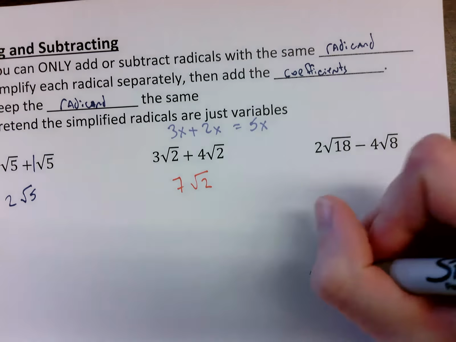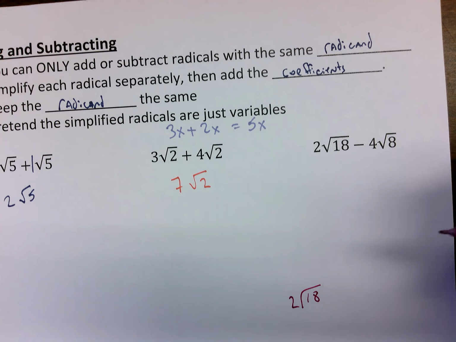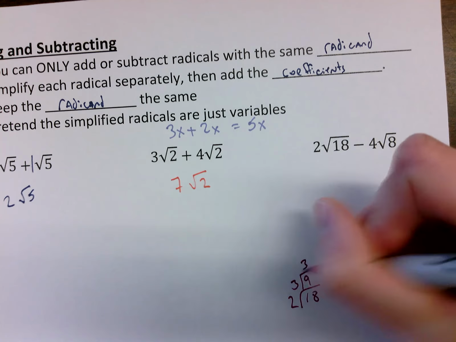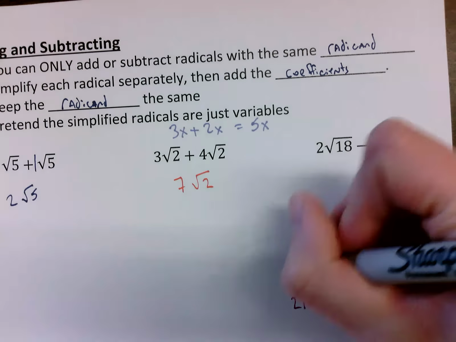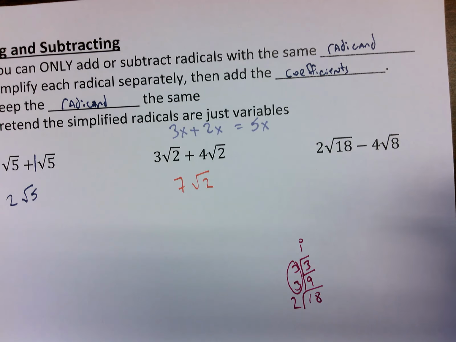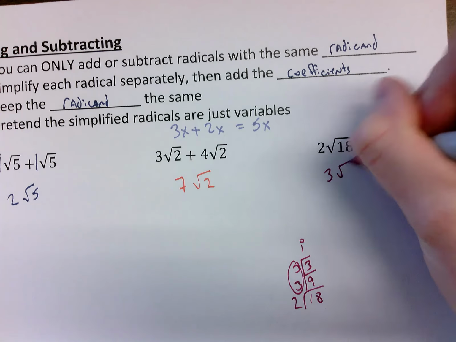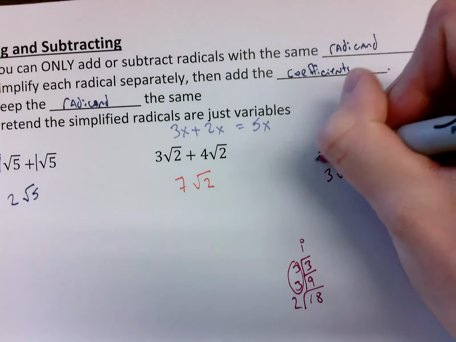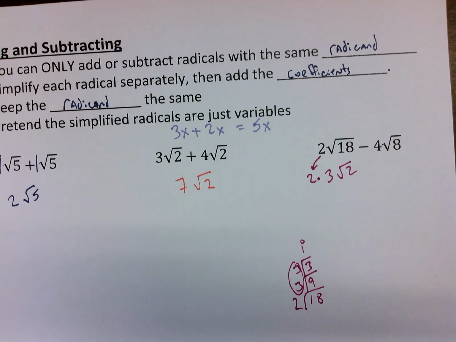I'm going to ignore the 2 and just do the 18. So I'm going to birthday cake my 18. 2 goes into that 9 times. 3 goes into that 3 times. And then 3 goes into that once. There's my pair. So I'm going to have a 3 on the outside, a 2 on the inside, and then don't forget to bring that 2 down. All right, there's one of them. Now let's do the other one.